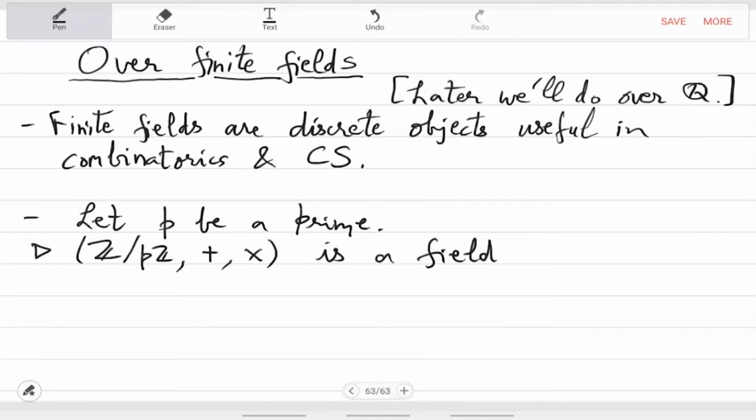More interesting things happen when you want a field of size p square. So this is a field of size p. What is a field of size p square? Right, that you have constructed in the first assignment. So that is done by picking irreducible polynomials, in this case of degree 2.